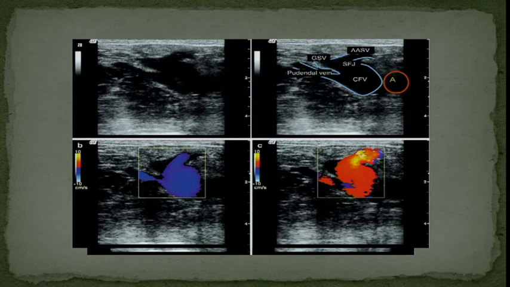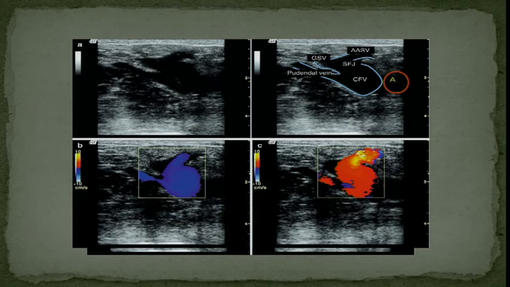What should be the normal color in the deep femoral vein? Just color, red or blue? Blue. What should be the normal color in the superficial vein? Red or blue? Well, the entering vein should be red in that case, but blue otherwise.